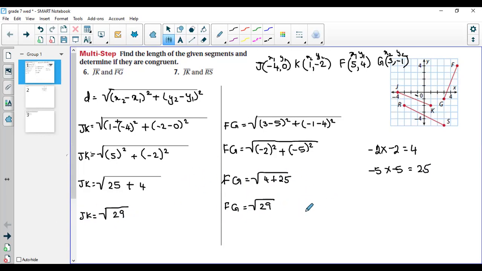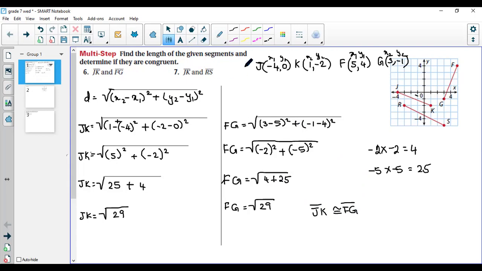So that means we are going to say finally JK is congruent to FG because the distances are the same. That's what they say: determine if they are congruent. Yes, it is congruent. Fine.